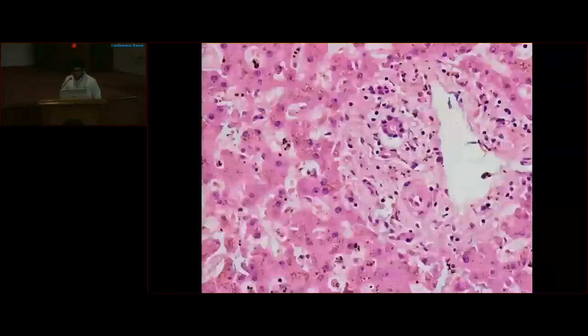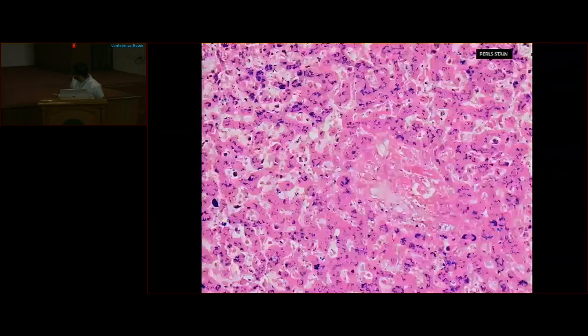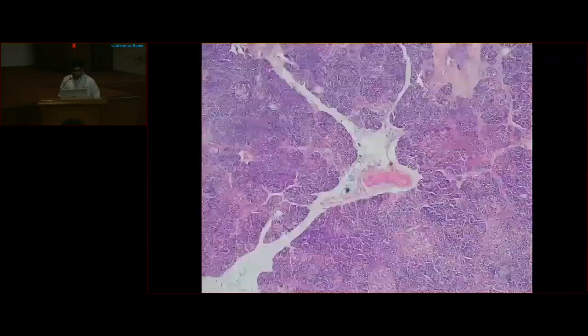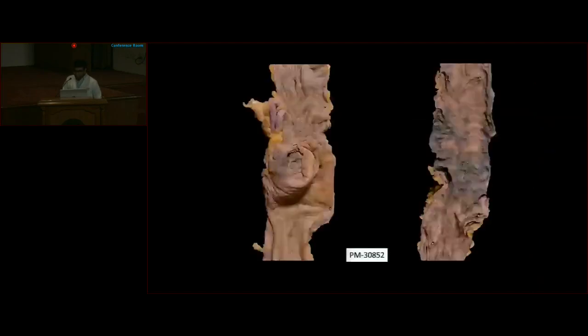On a closer examination, we could see that there's a coarse brown pigment in the hepatocytes and the sinusoidal Kupffer cells. This type of pigmentation was also present in the portal tract. This pigment was confirmed to be iron on Perls stain, which gives it a Prussian blue color, indicating hemosiderosis. The spleen and the pancreas were microscopically unremarkable. So the findings in the liver are centrizonal hepatic necrosis with hemosiderosis.